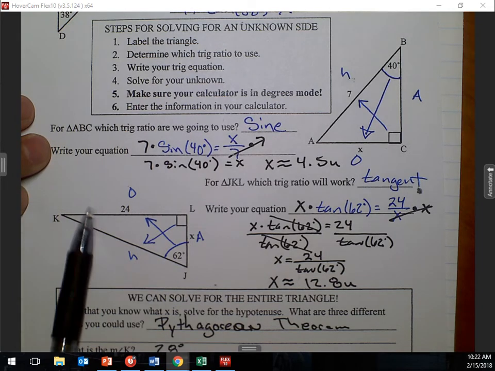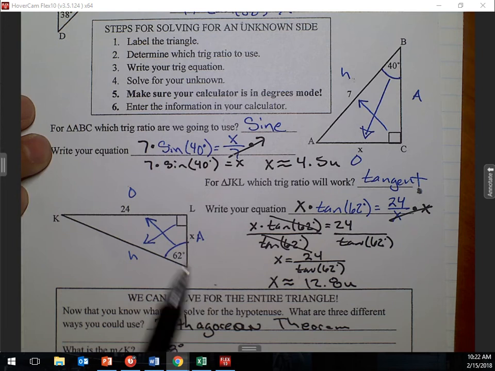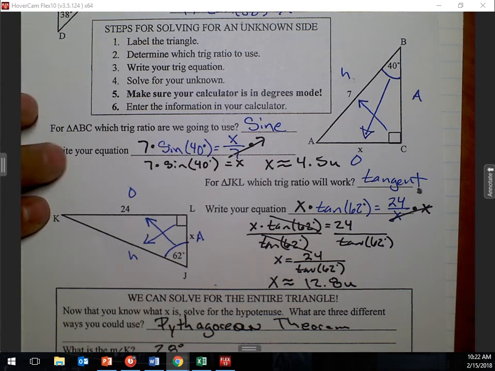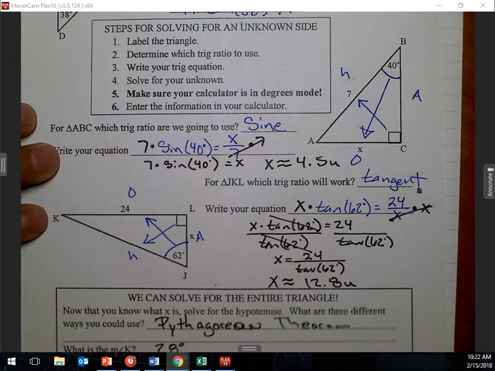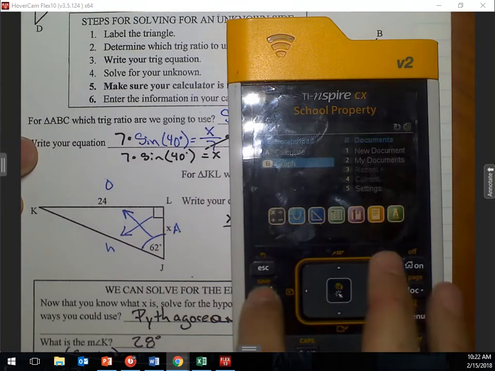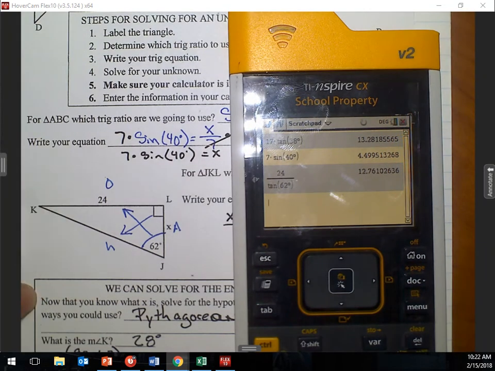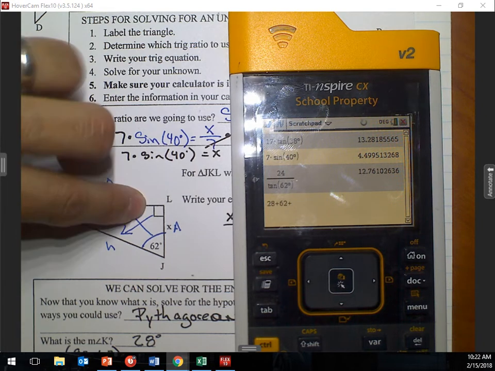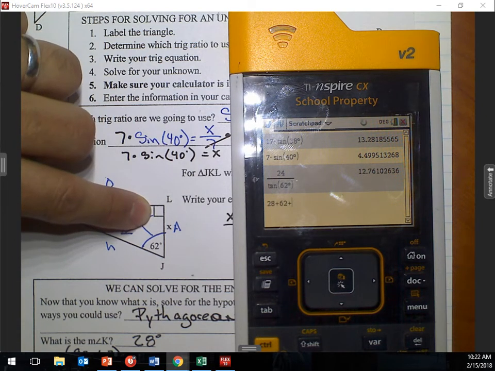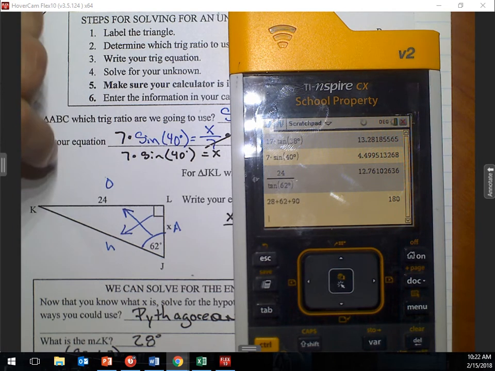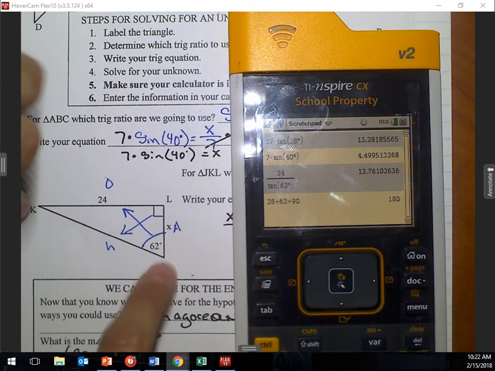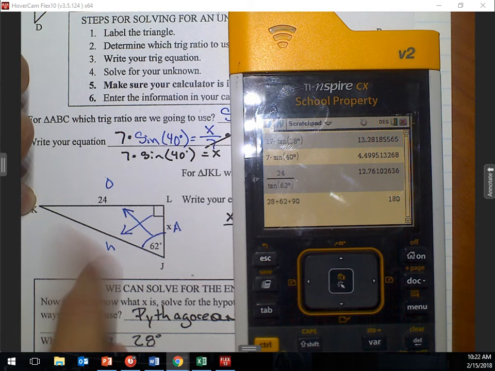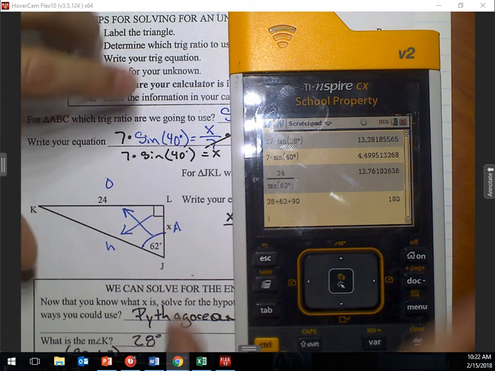Now, can I verify that? I know that all three angles in a triangle have to add up to what? 180. Let's check to see if that actually does work. So we say 28 plus 62 plus, this box says that that is going to be 90. So let's add those together. There it is. It is 180. So knowing that these two are complementary helps me to be able to find the third one.